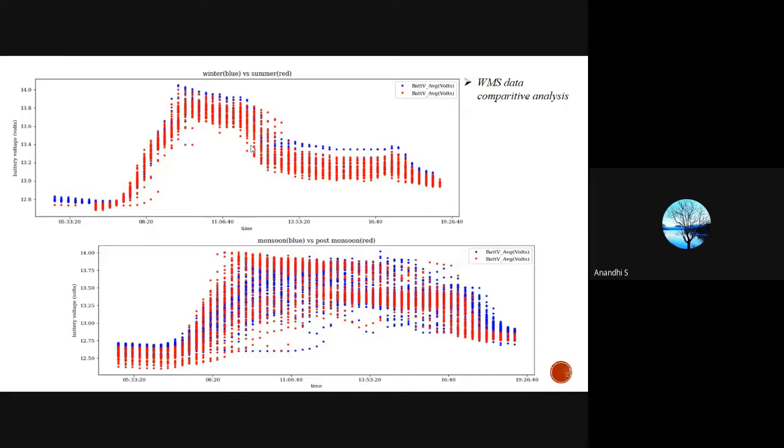This is just time versus battery voltage. The blue dots are for the winter season, and the orange dots are for the summer season. They are just overlapping each other. Sometimes it just reaches the peaks.